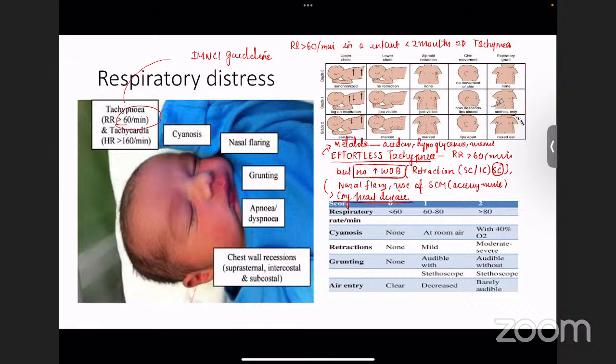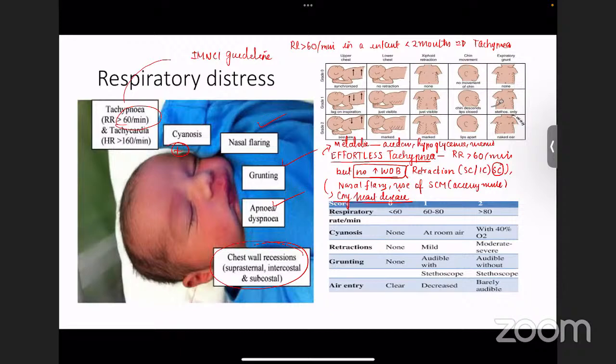But for respiratory distress of respiratory origin, there must be an increased work of breathing. So what are the signs of work of breathing? You will see nasal flaring, grunting, apnea or dyspnea, and a small recession along with cyanosis. Very good. If any of these are present, then you say the child is suffering from respiratory distress. So what are the two scores we use for the infant to assess respiratory distress?